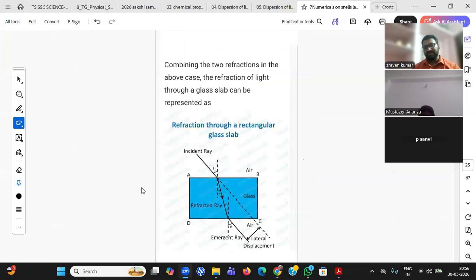Okay, you see, we have discussed the rectangular glass slab. It is again a rectangular prism. Glass prism, protractor, very good, right answer. Come on, Sanvi, any two things?